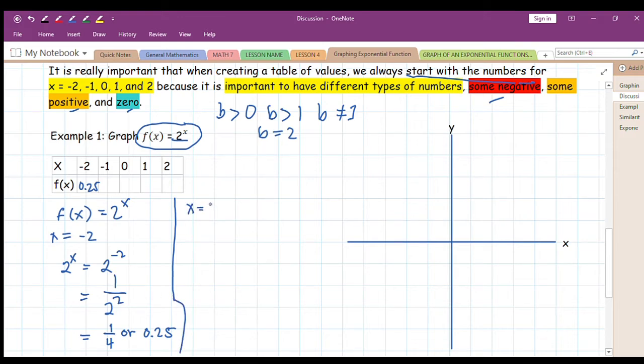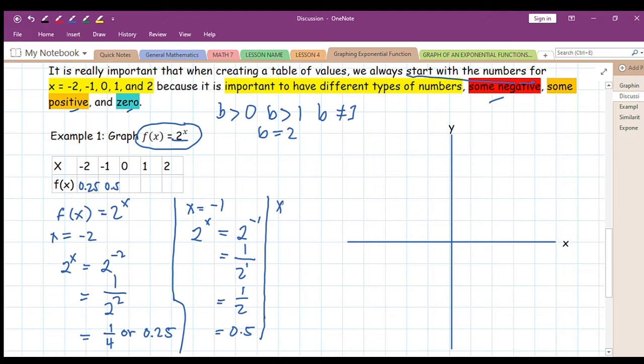So next we have x is equal to negative 1. For x is equal to negative 1, we will just input the value of negative 1 to this 2 raised to x. So we have 2 raised to negative 1 and then we have a negative exponent, so we need to get the reciprocal of that 2 raised to negative 1. So we have 2 raised to 1 and the answer of that is 1/2, and 1/2 in decimal form is equal to 0.5. And our answer here is 0.5.